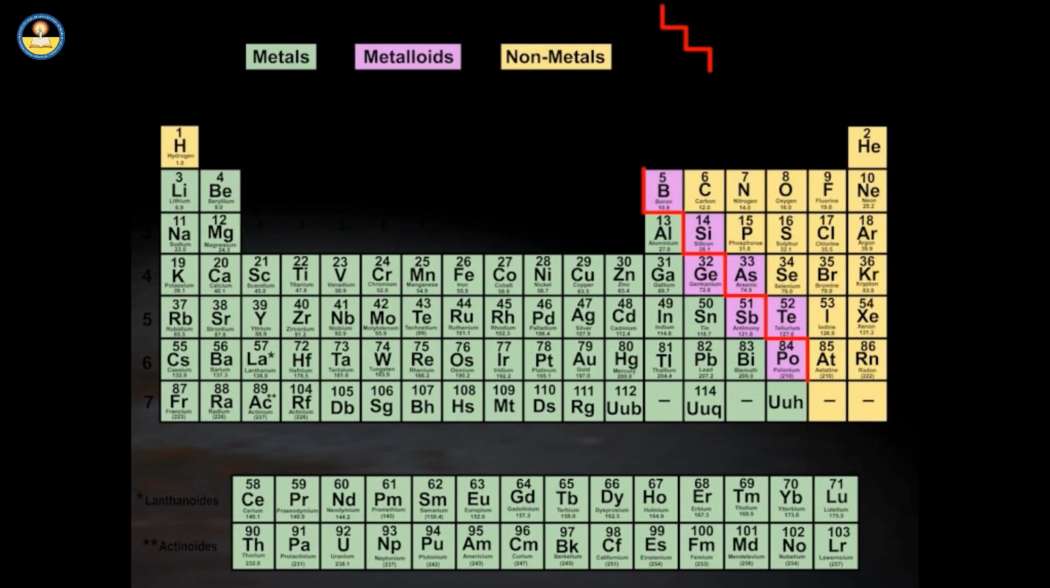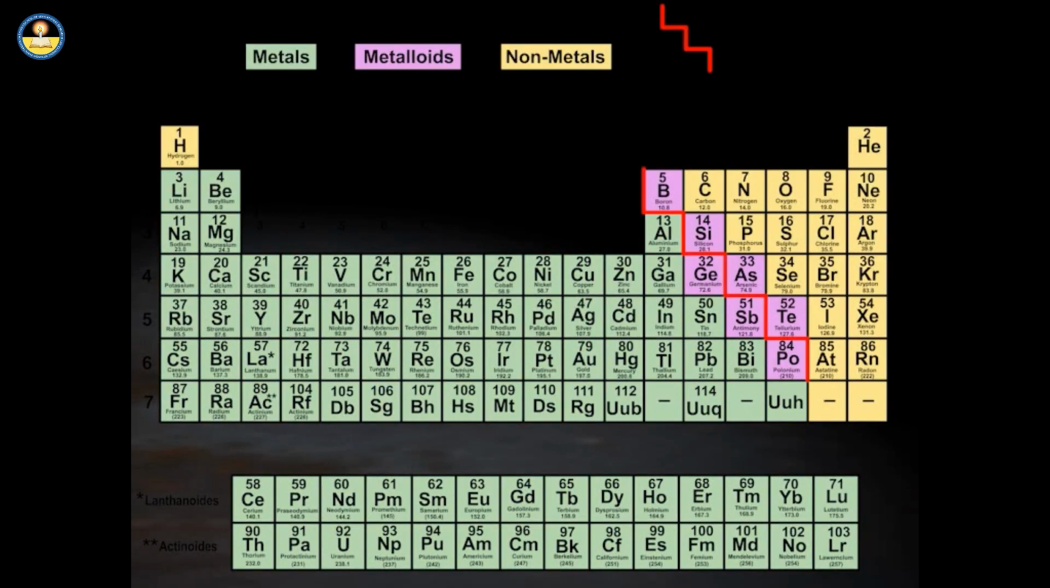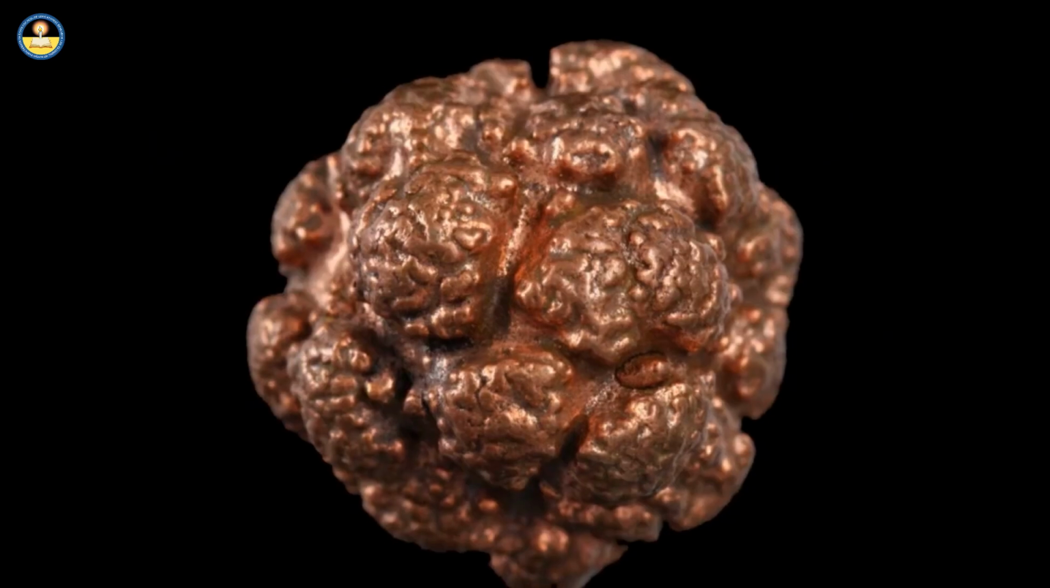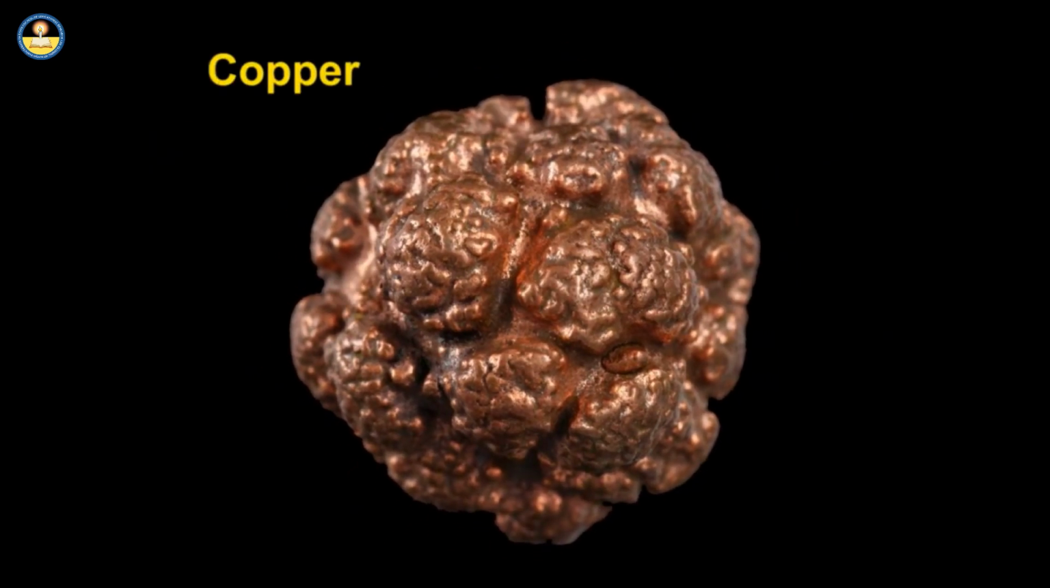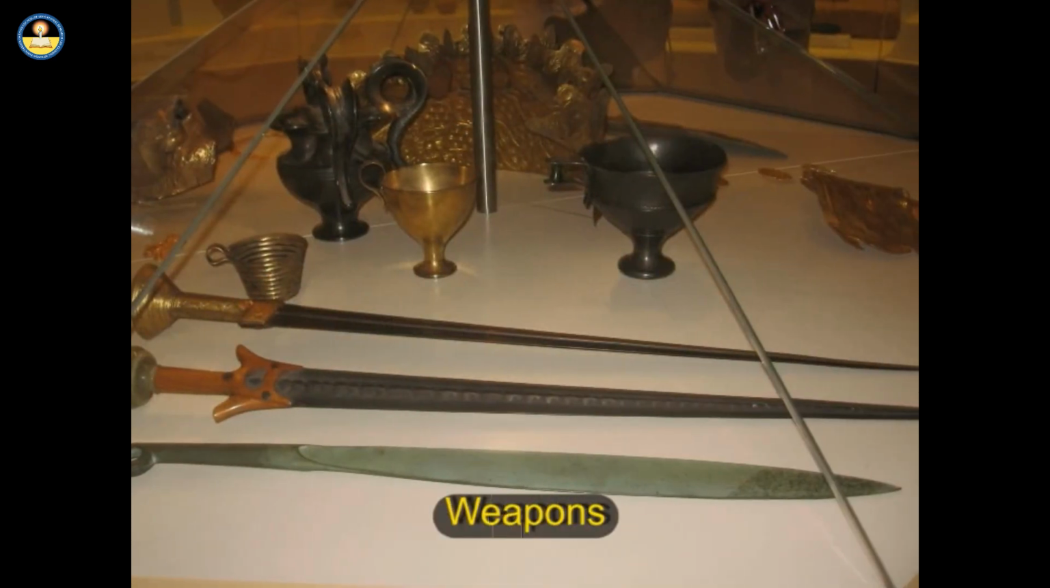118 elements are known so far, which are listed in the periodic table as metals, non-metals and metalloids. Metals are placed on the left-hand side, non-metals on the right-hand side, and metalloids occupy the intermediate position between metals and non-metals. Copper was the first metal to be used in making utensils and weapons.